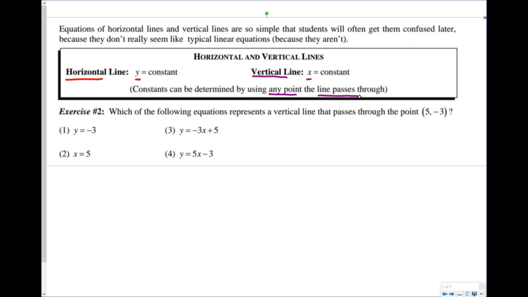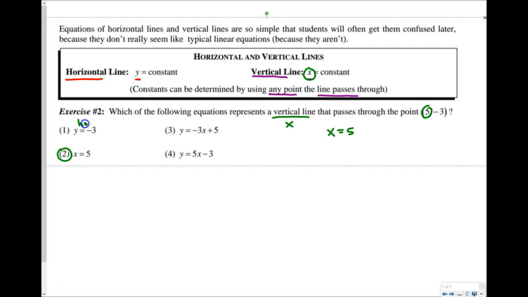So exercise 2, take a look. It says, which of the following equations represents a vertical line that passes through the point (5, -3)? Well, if I'm thinking vertical line, I'm thinking of x. I'm going to associate that with x. I'm going to look at my point. Well, 5 is my x value, so it's got to be x equals 5. That's answer choice number 2, right?